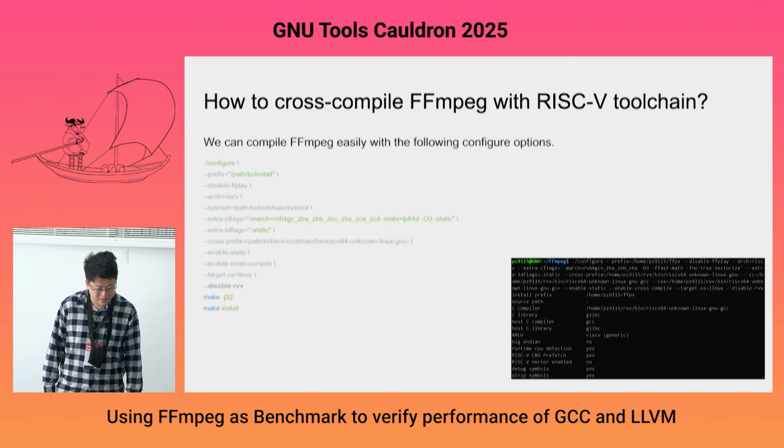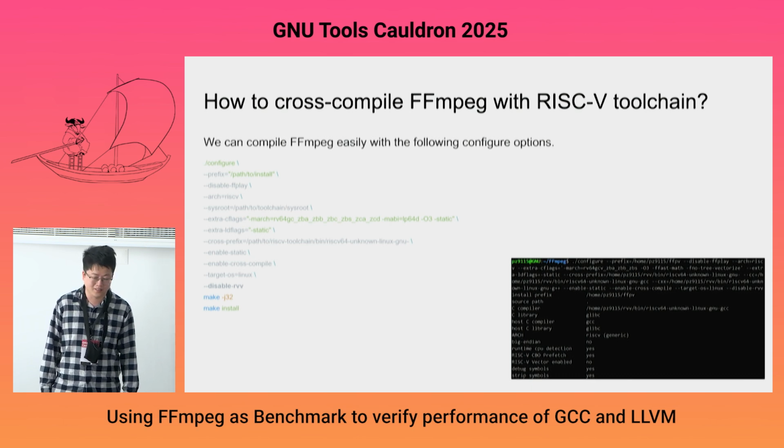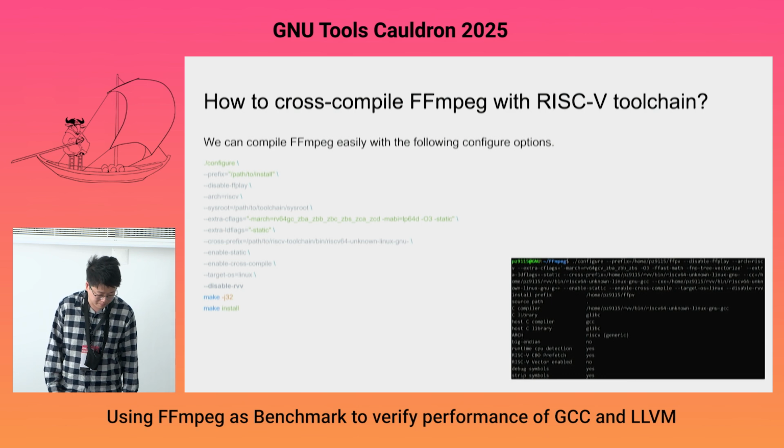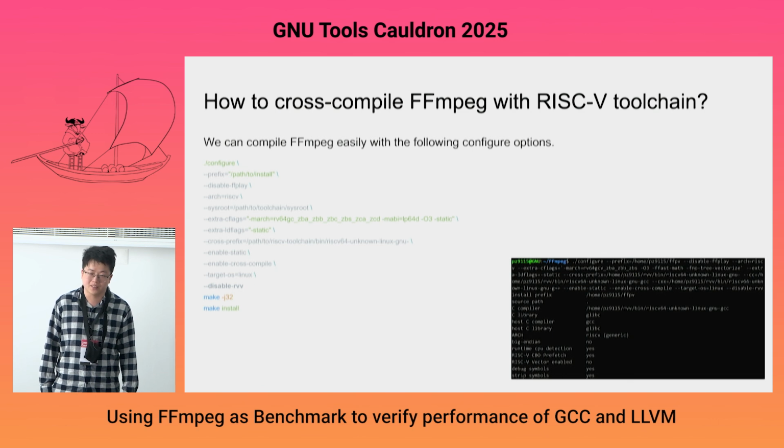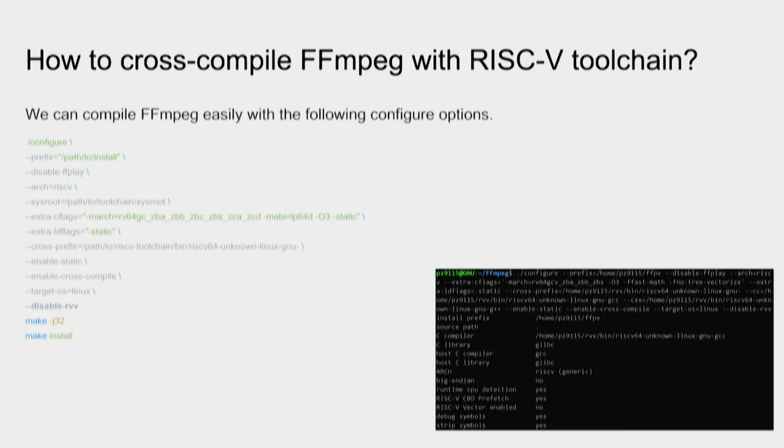Here we also use an option to disable RVV, since FFmpeg implements the RVV option with RVV intrinsics. So we don't use that here. We just enable the auto vectorize here.